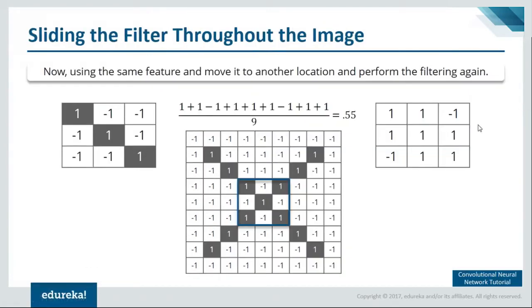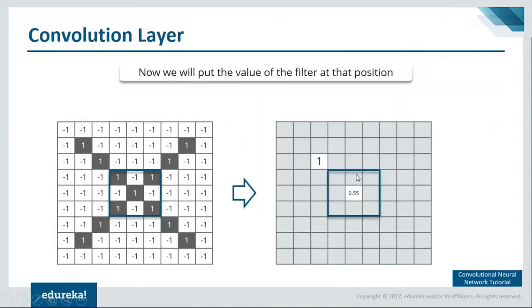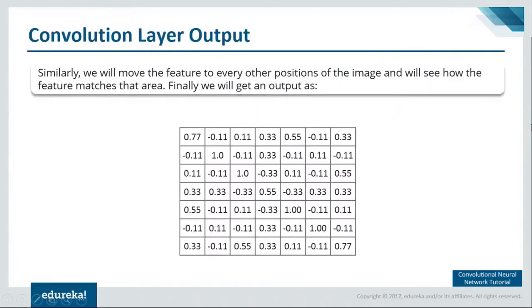All right, so this is one more example where I've moved my filter in between, and after doing that, I've got the output something like this: 1, 1, -1 and so on. Over here, if you notice, I've got a couple of -1s as well, due to which the output that comes is 0.55, right? So I'm going to place 0.55 here. Similarly, after moving the filter throughout the image, I got this particular matrix.